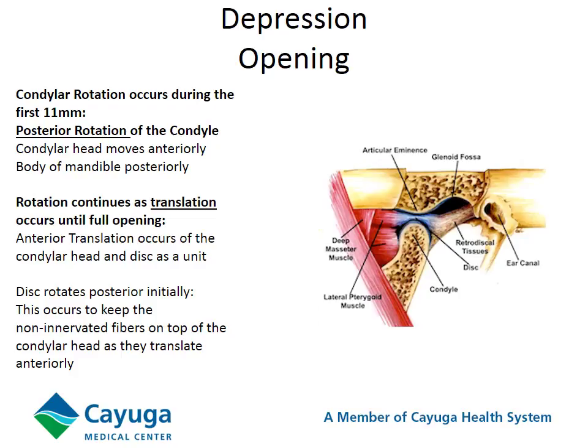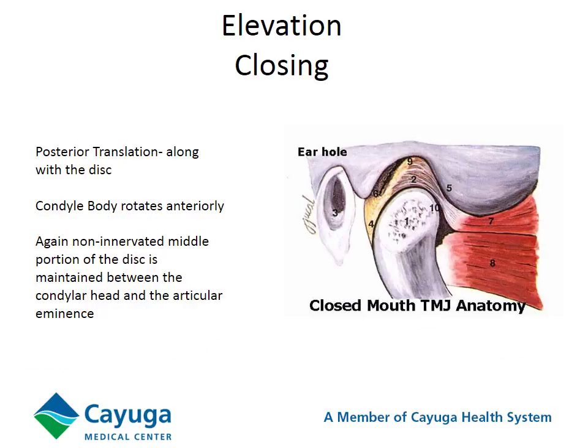Initially, the disc will rotate posteriorly. This occurs to keep the non-innervated fibers on top of the condylar head as they translate anteriorly. Rotation still occurs as translation occurs throughout this full range of motion. Elevation, closing, will have posterior translation along with the disc, and the condylar head rotates anteriorly. Again, the non-innervated middle portion of the disc is maintained between the condylar head and the articular eminence.